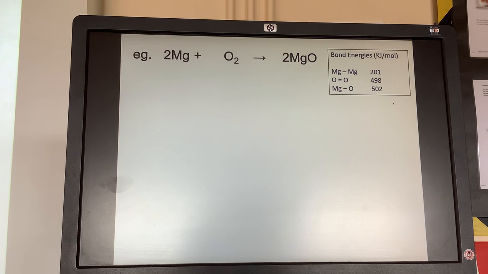So if we look on this side, if we keep it very, very simple, we've got two magnesium atoms that are bonded together. In reality, we would have millions of them. Let's say we've got two magnesium atoms bonded together. We've got an oxygen molecule, O2, that's bonded together. What are we going to have to do to the bonds on this side to get the magnesium and oxygen to react? We're going to have to break those bonds.